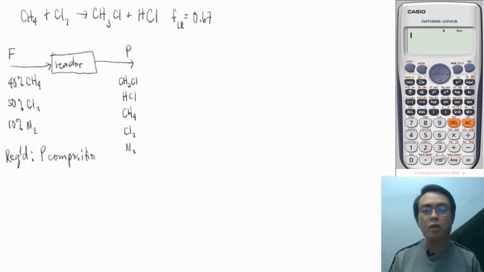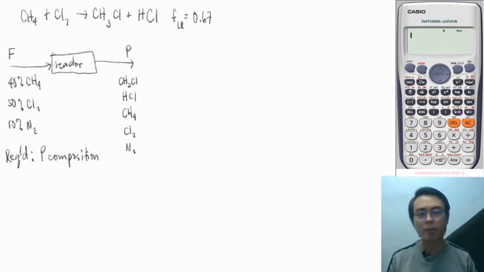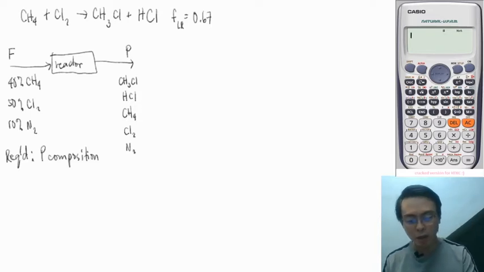In the product, we have your main products of the chemical reaction, CH3Cl and then HCl. We also have unreacted reactants, CH4 and Cl2, and we have the inert, that's the nitrogen. If you take a look at your chemical equation, nitrogen does not play any role in the chemical reaction, so it's present there as an inert. Okay, so let's label our unknowns. We have N1, N2 until N5.